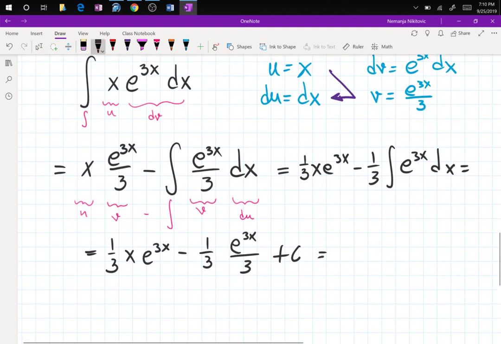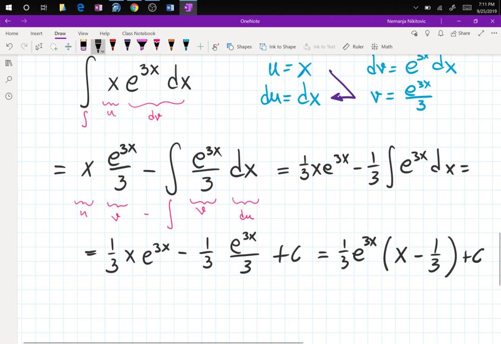So now, what we are going to do is factor as much as we can. So you can kick out 1/3 e to the 3x, and what's left in parentheses is x minus 1/3, and then you have plus c at the end. Now you're going to ask, do I have to simplify? And I say, if you are computer science, yes, you have to.